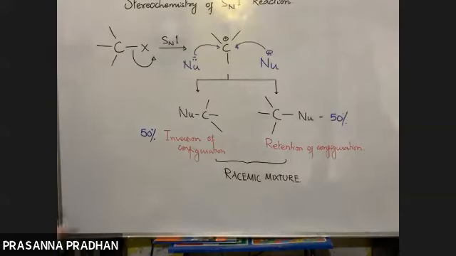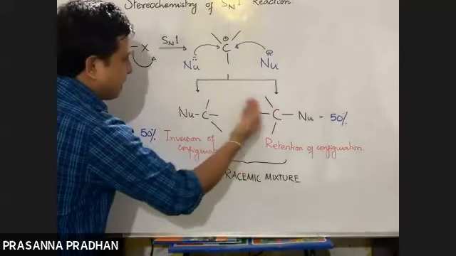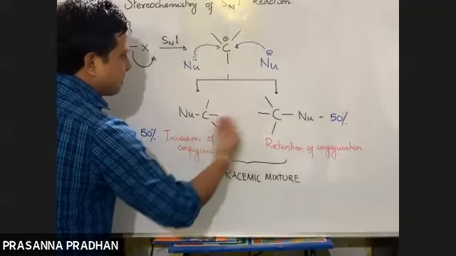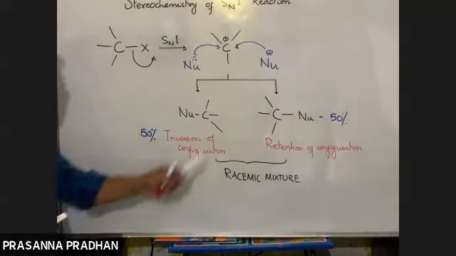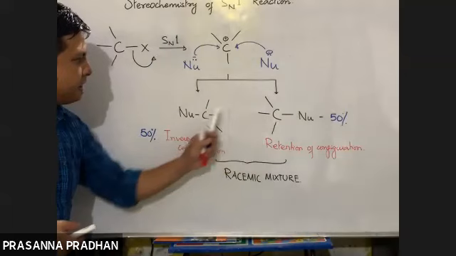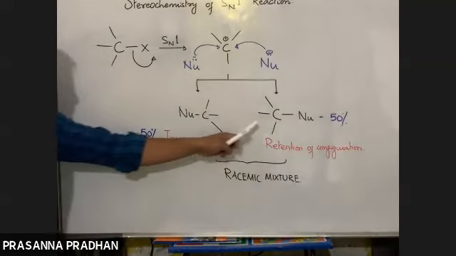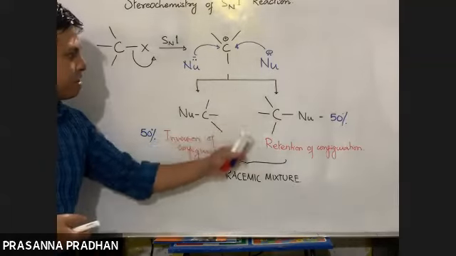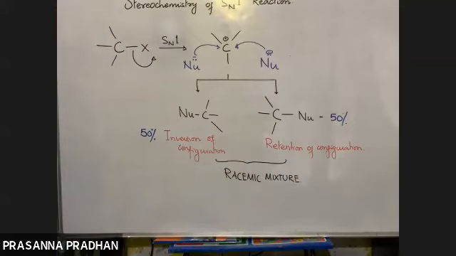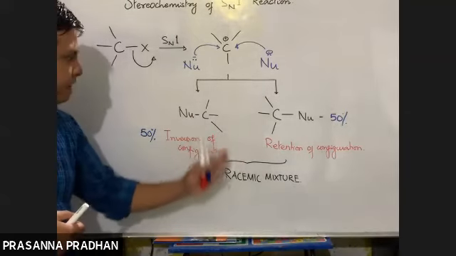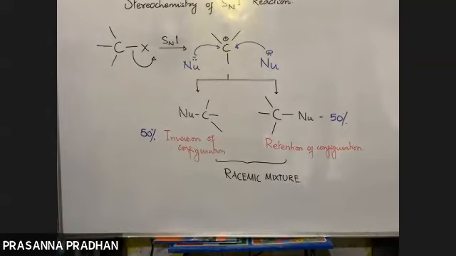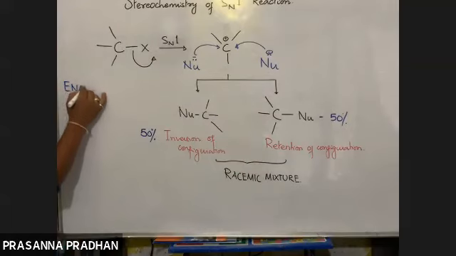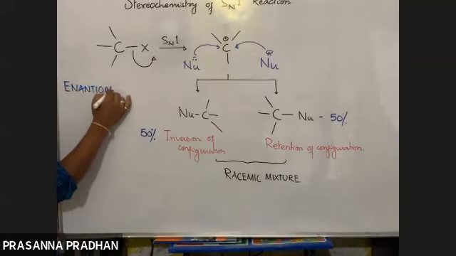Now, if we closely look at the structure of these two compounds, what type of relationship do they bear? They bear a non-superimposable mirror image relationship. So this molecule is the mirror image of this molecule. And molecules having non-superimposable mirror image relationships are known as enantiomers.